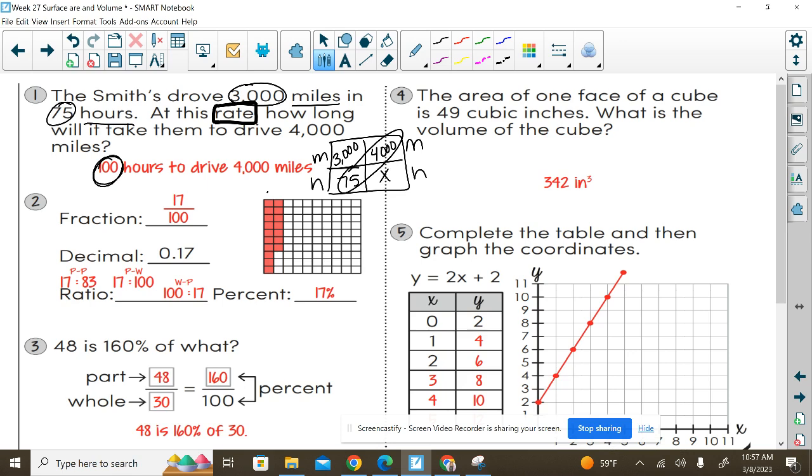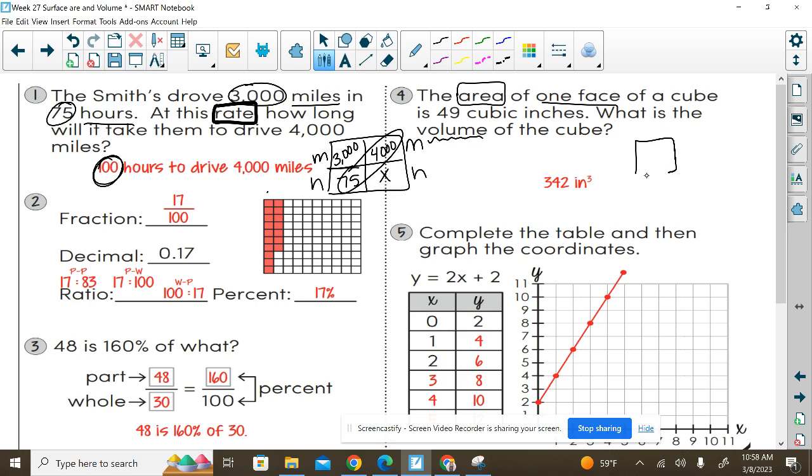Okay, for the most part, number 2, you should be fine. Number 3, you should be fine. Number 4 is where things got a little fuzzy for some people. It says the area of one face of a cube is 49 cubic inches. Okay, what is the volume of the cube?